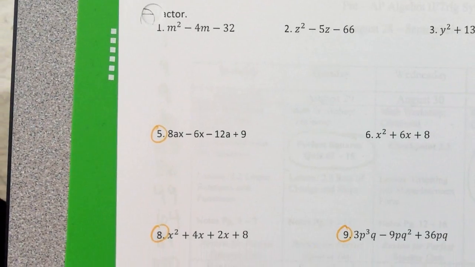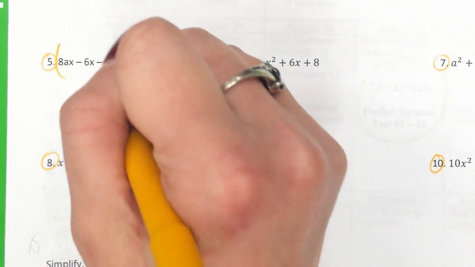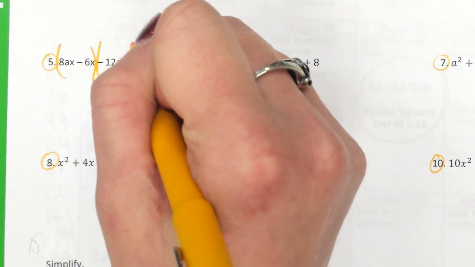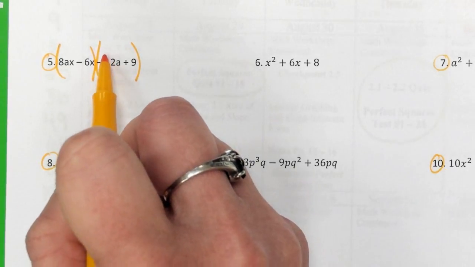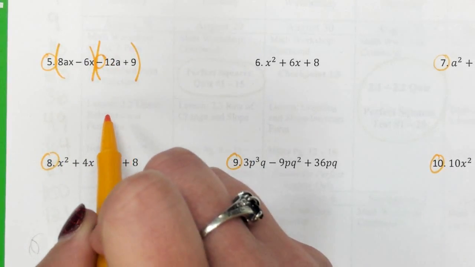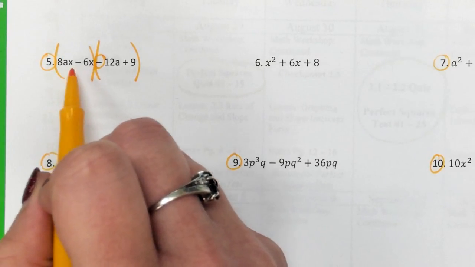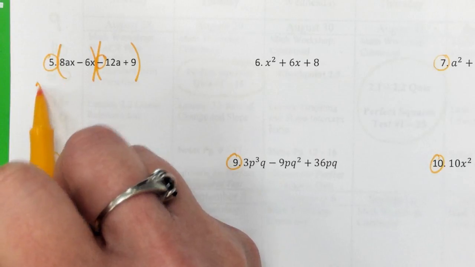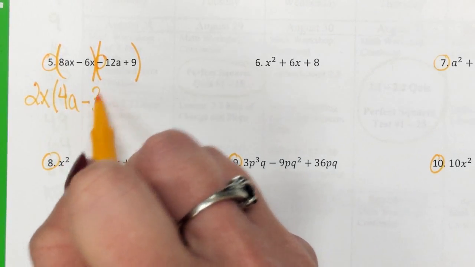All right, what about number 5? How many terms does number 5 have? 4. 4 terms. By grouping. Perfect. And make sure you leave that minus sign with that 12, okay? All right, what do the first 2 have in common? 2x. There you go. Which leaves you with 4a minus 3.